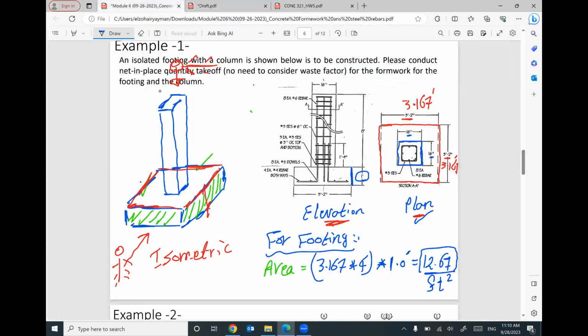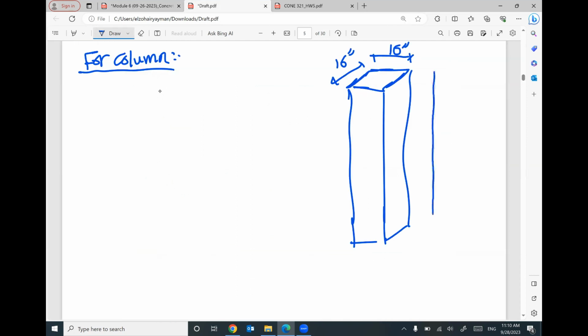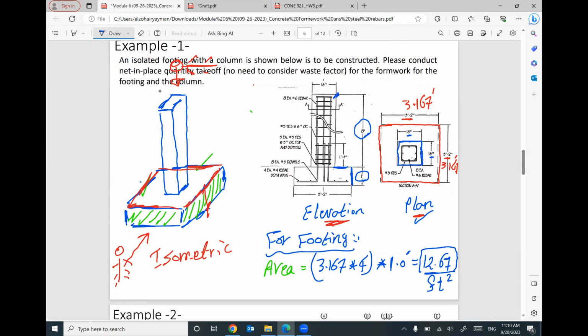And the total height of this column can be figured out from the elevation. From this point to the top surface of the footing, the total height of your column is 8 feet. So keep in mind, the 2 drawings must be given because some of the dimensions can be figured out from the plan and the other dimensions can be figured out from the elevation. Both of them will help you to figure out the required dimensions.